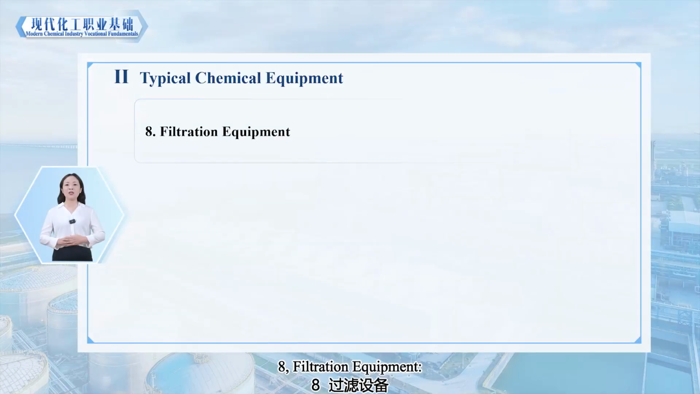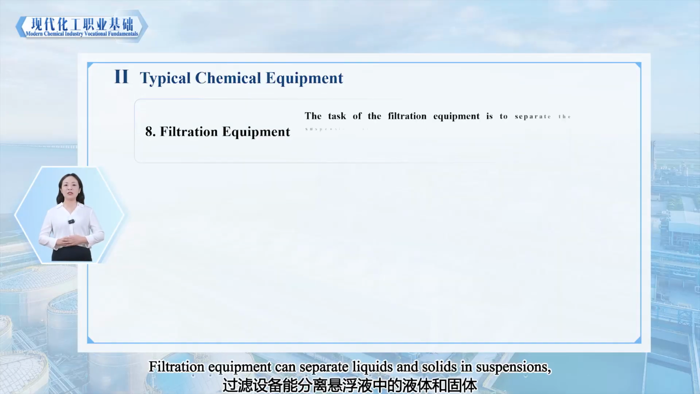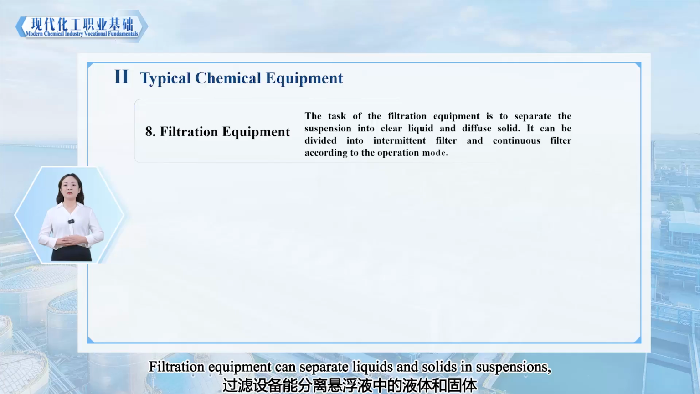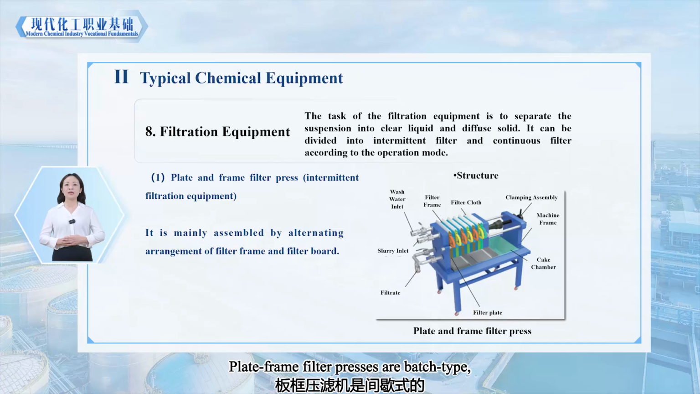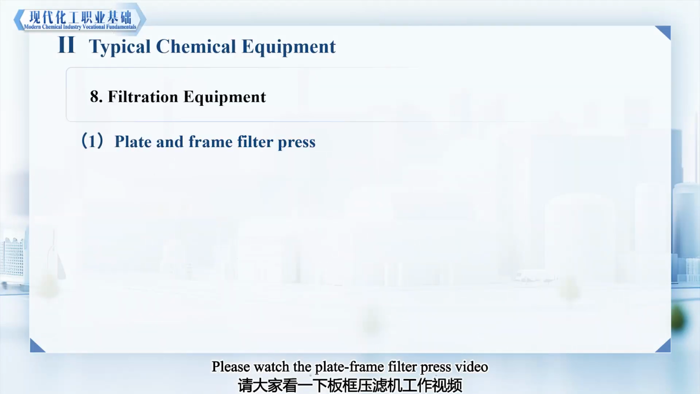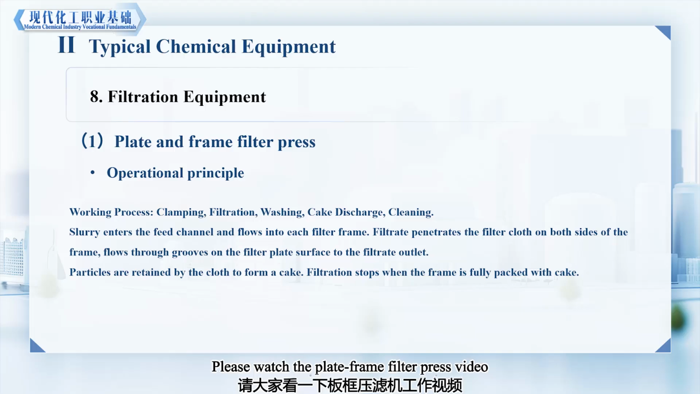8. Filtration equipment. Filtration equipment can separate liquids and solids in suspensions and is divided into batch filters and continuous filters. Plate frame filter presses are batch type and are composed of filter plates and frames. Please watch the plate frame filter press video to understand its working principle.